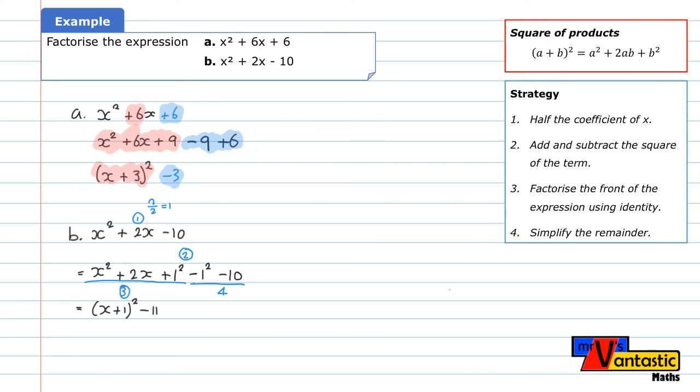It's a bit hard to understand, perhaps, exactly how this all works, but once you just apply the method, it's actually a very simple way of getting to a factorized form of the expression. And that's it. That's how we can factorize an expression by completing the square.